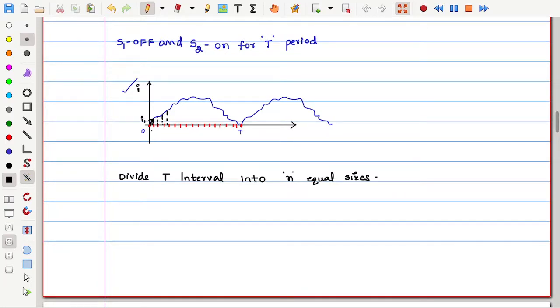Let me write that. So this is n equal sizes, steps. Then the first interval size is equal to, so total time period is T, and I can say all intervals' size is T by n. Why? Because we divided that into equal sizes, so every interval size is T by n. Let me write: every interval is equally divided, whose size is equal to T by n.